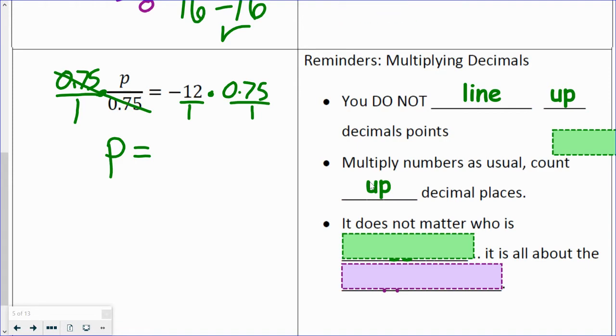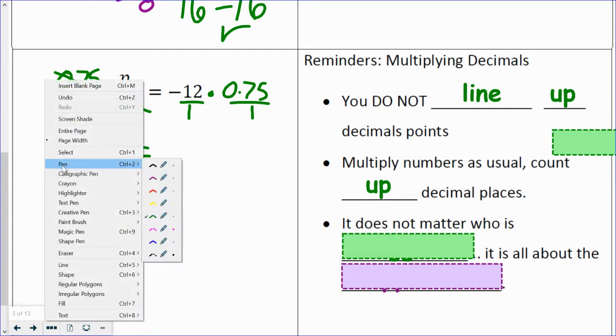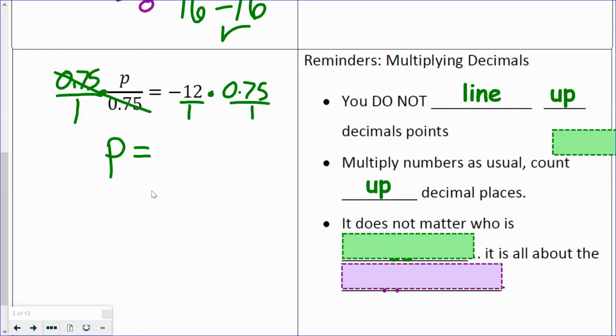So I'm going to rewrite this. I'm going to do my work in a different color. Okay, so I'm taking negative 12 times my 75. And because they're different signs, I already know my product is going to be a negative number.